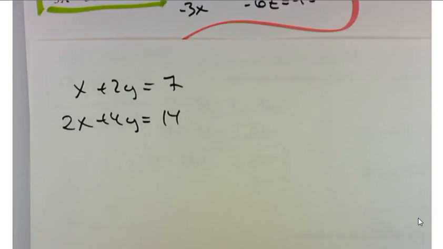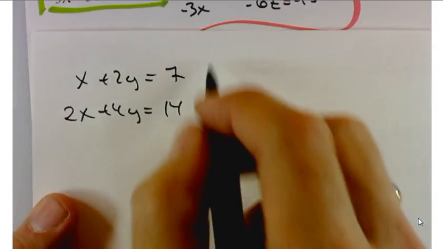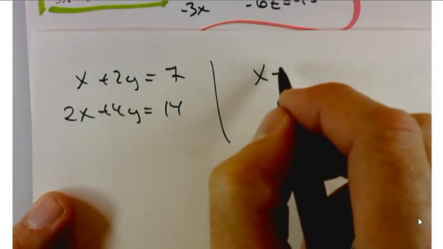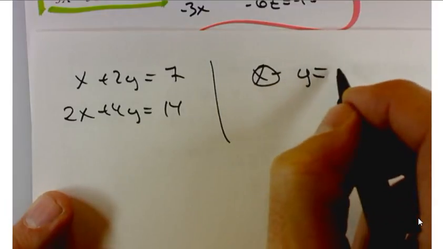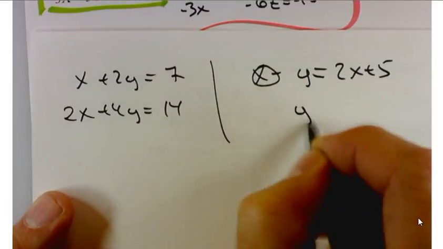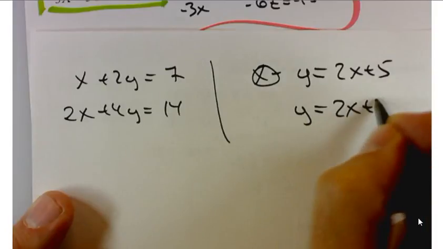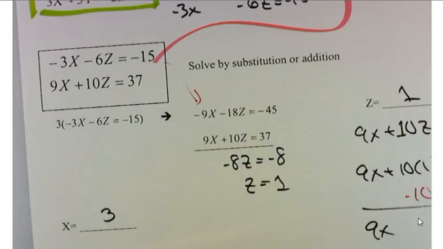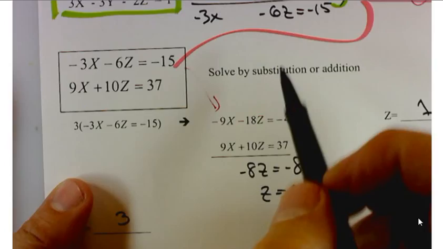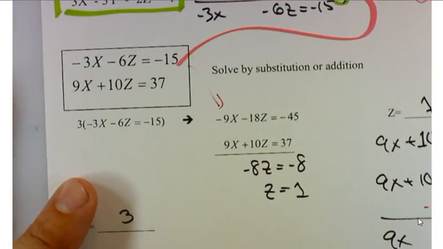So you could stop. You can kind of figure this out by graphing, or you might be able to say, all right, well, I have, let's say, y equals 2x plus 5 and y equals 2x plus 7. Oh, gee, these are parallel lines. I know there's no solution. So that's really the only way that you can use graphing very easily. Other than that, I do substitution or addition.